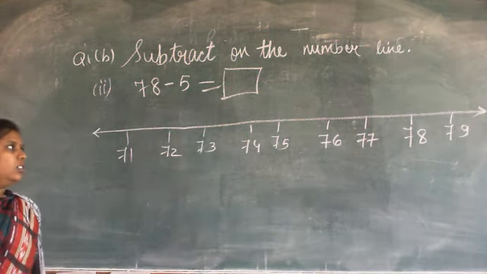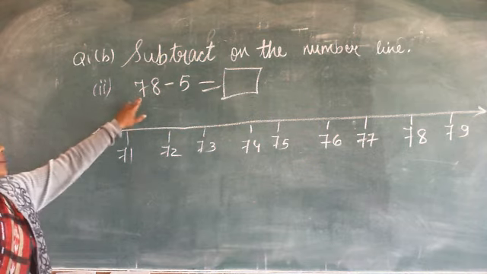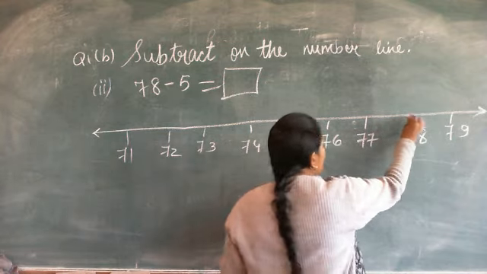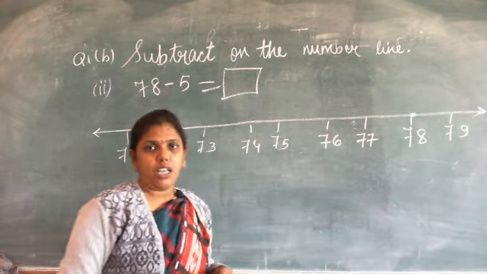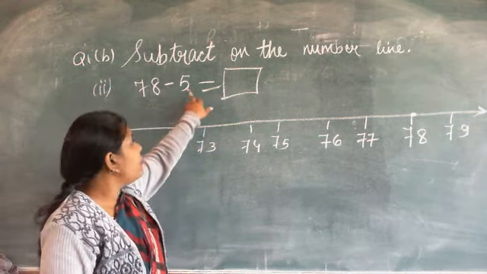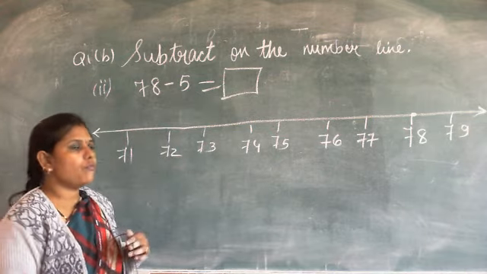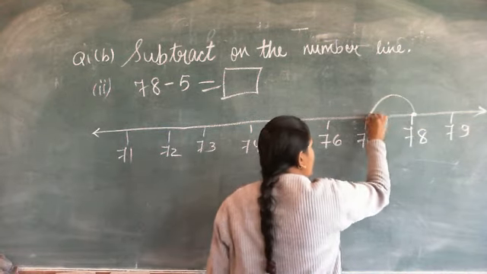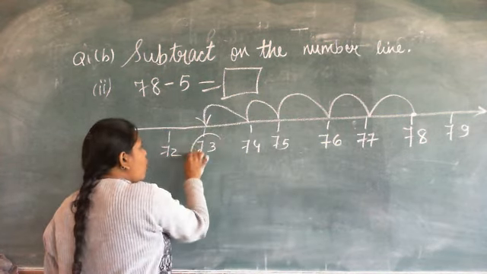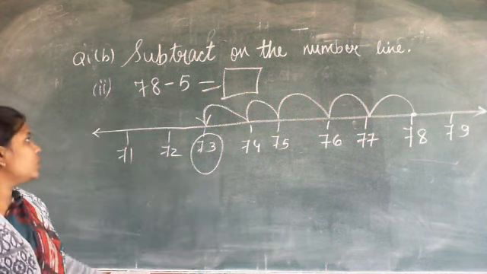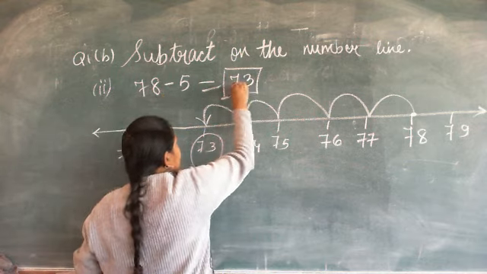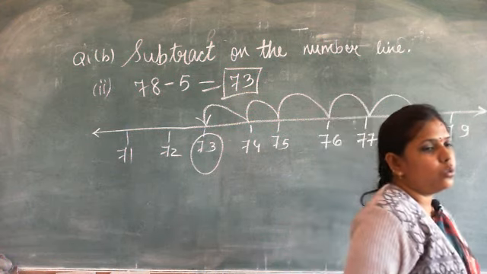Now start subtraction. So on which number are you standing? You are standing on number 78. So make a big dot on number 78. Now you have to move in the backward direction. But how many steps do you have to move? 5 steps. So start counting with me. 5 steps in backward direction: 1, 2, 3, 4 and 5. So you stop at number 73. So the answer of 78 minus 5 will be 73. Write the answer. Fast. Do your work.